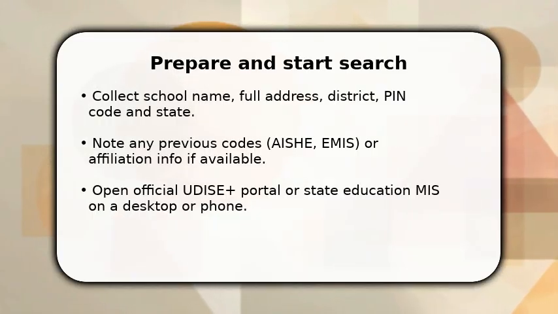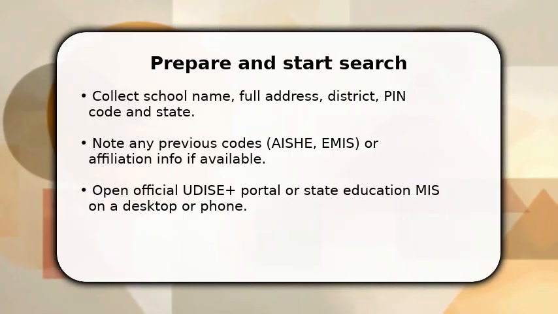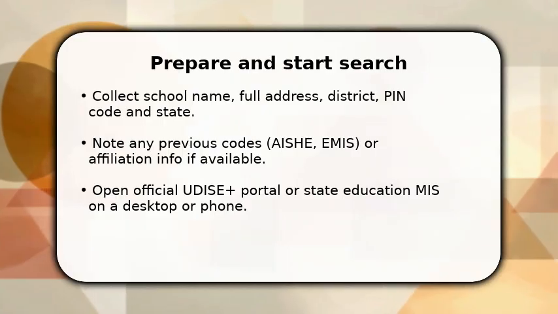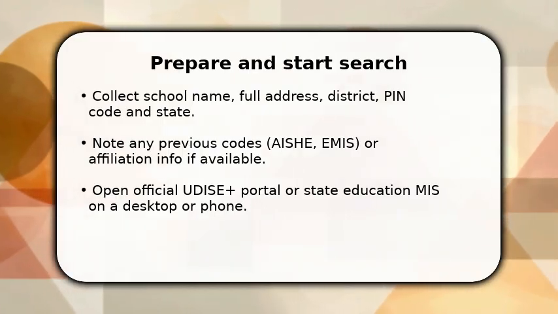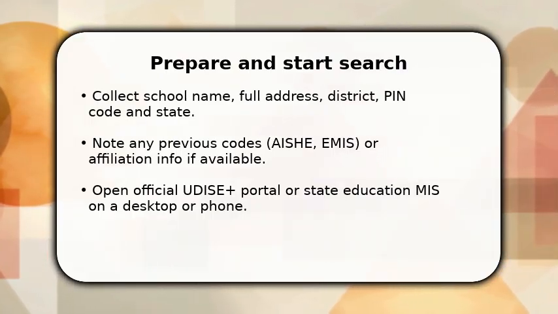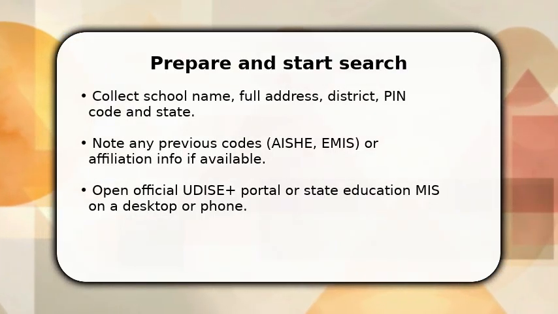You have the school details ready, so begin by opening the official Udise Plus portal or your state education MIS. Type the exact school name and select the state and district to narrow results. Once done, use the PIN code or locality filter to reduce duplicates. This matters when several schools share similar names.